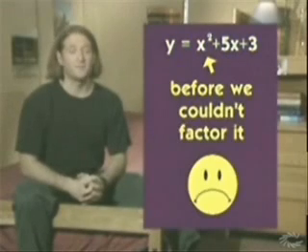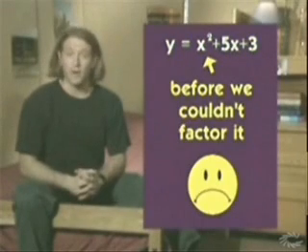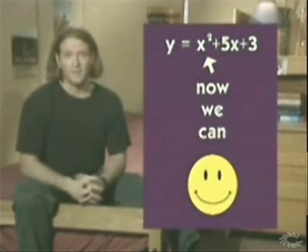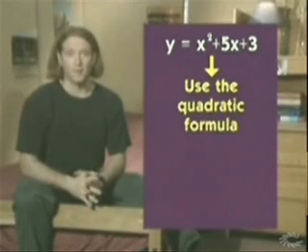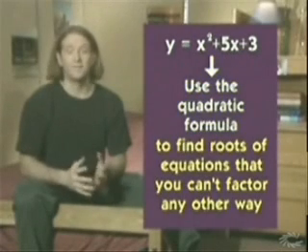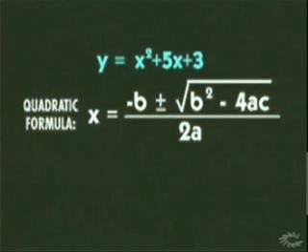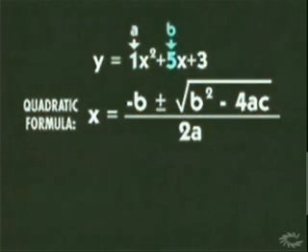Remember the equation we failed to factor before? It was x squared plus 5x plus 3. Well, now we can solve it. You can always use the quadratic formula to find roots of equations that you can't factor any other way. Here's how to use the quadratic formula to find roots. In our equation, a equals 1, b equals 5, and c equals 3.